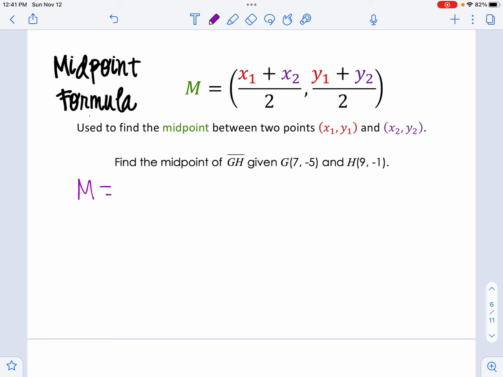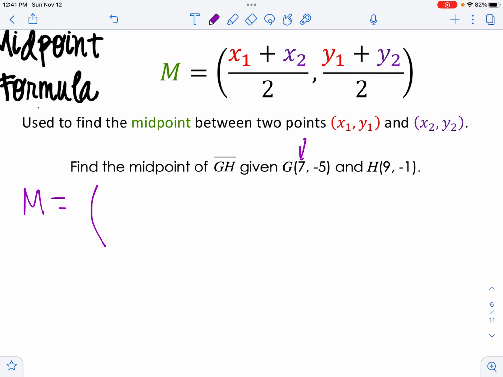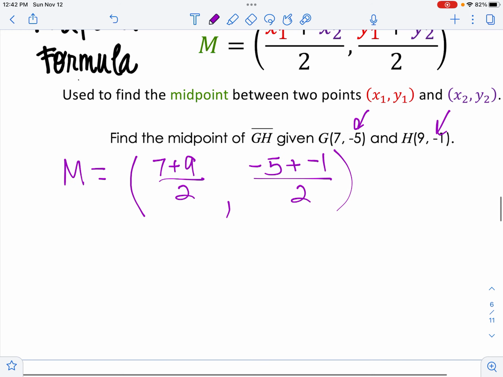It says x1. So x from the first point would be 7, and x2, we're going to add those together, which is 9. So 7 plus 9. Then we're going to divide it by 2, comma, that's our first coordinate. And then we're going to do the y's, y1 and y2. Add those two together. So it's negative 5 plus negative 1, and we're going to divide those by 2 as well.